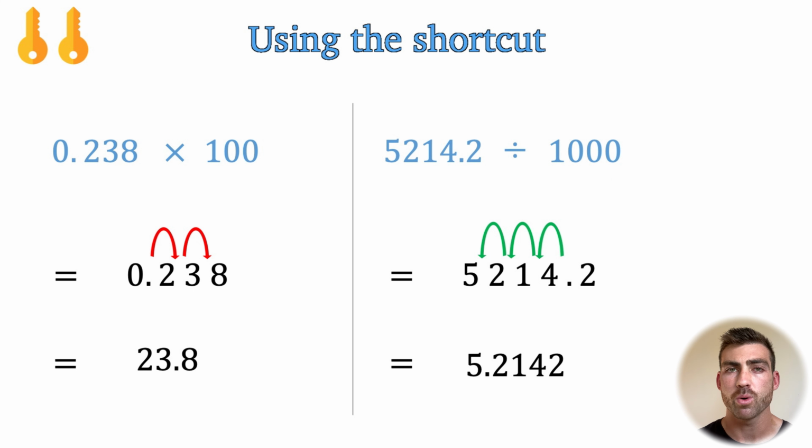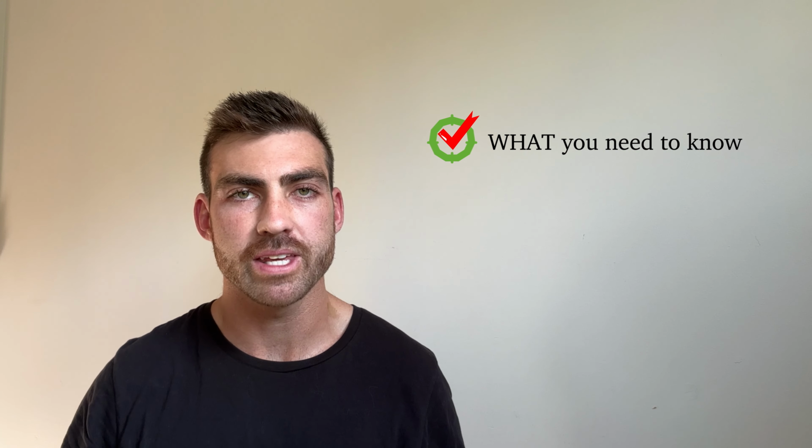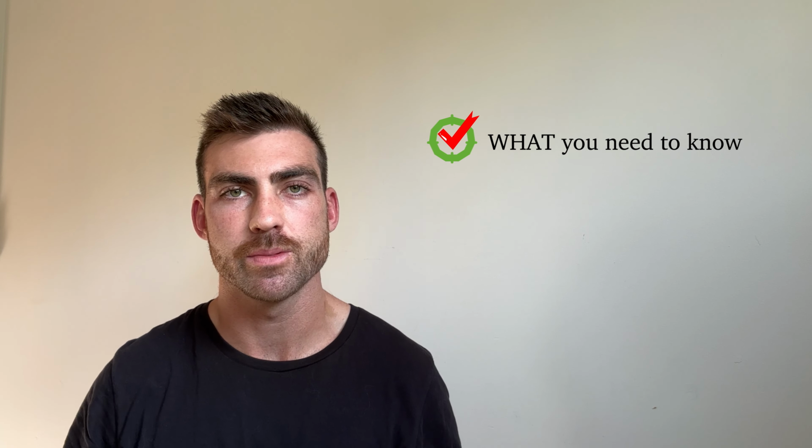If you forget which way to move the decimal point, remember the microscope idea. Multiplying makes numbers larger, and dividing makes numbers smaller. You now know all the key information on this concept.